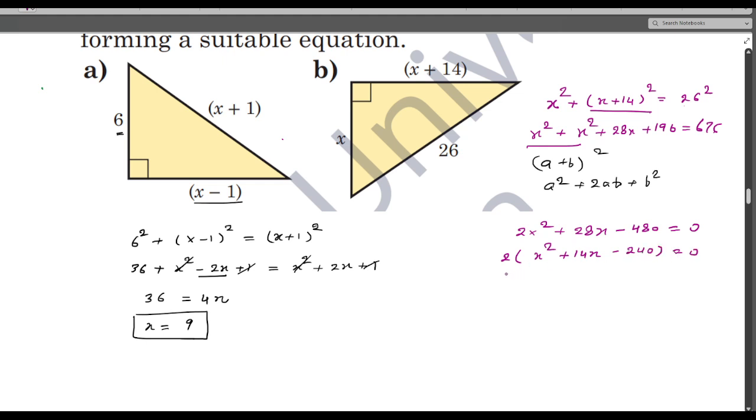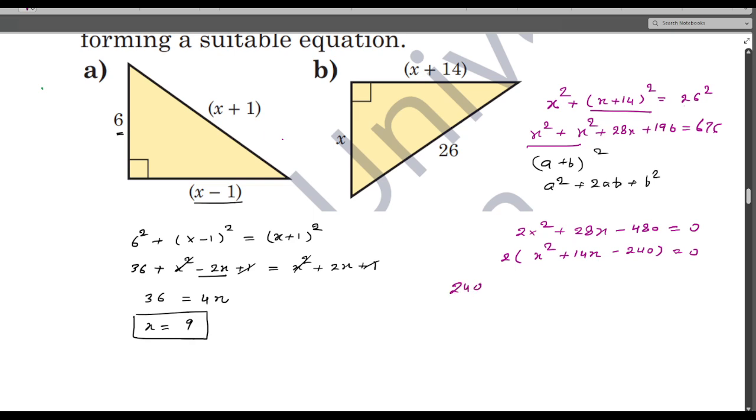Okay, so x square plus 14x minus 240 equal to 0. So I will take two factors of 240, or else we can use the formula method as well. But let me see if we can factorize this 240 in two parts.